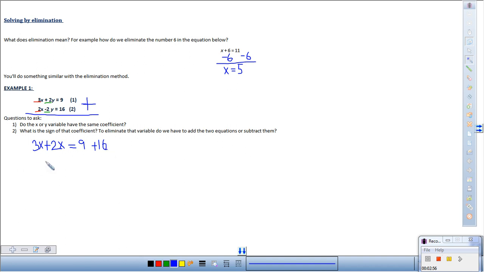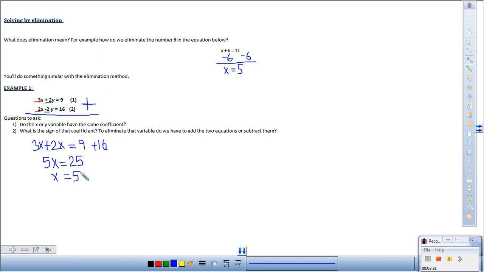Now, all we have to do is simplify and solve for that x variable. So 3x plus 2x equals 5x on the left-hand side, and 9 plus 16 equals 25 on the right-hand side. In order to isolate x, we have to divide both sides by 5, and we are left with x equals 5, positive 5. We are almost there. And I know you're going to say, wow, that looks so much simpler than substitution. I know. Some of you will prefer elimination over substitution.